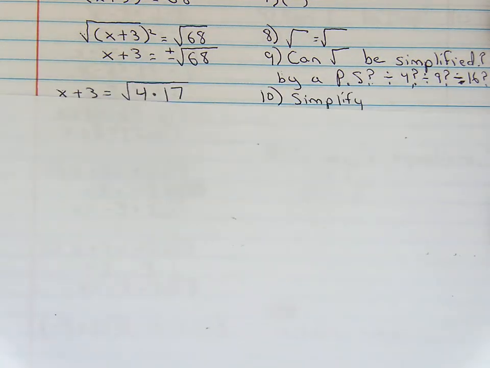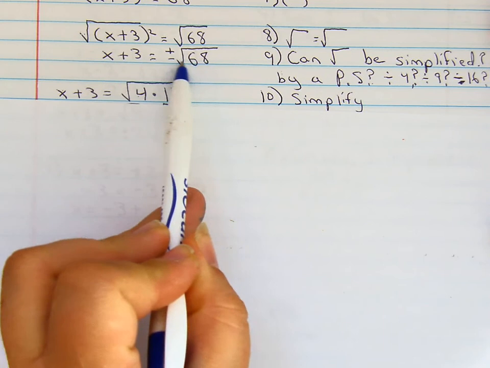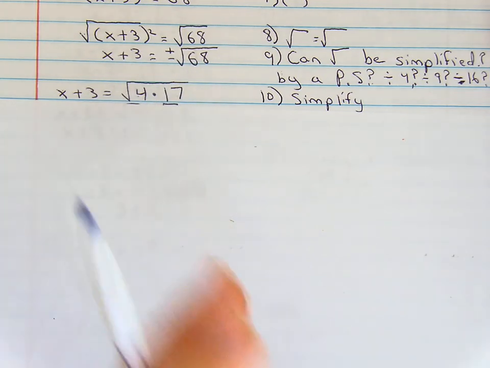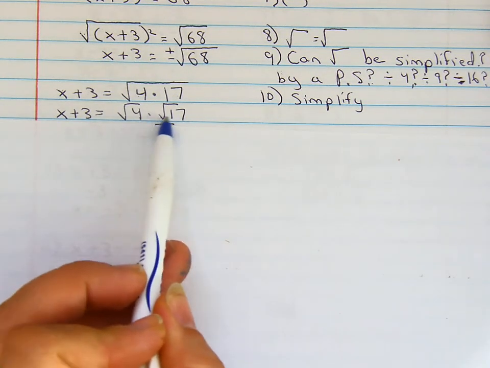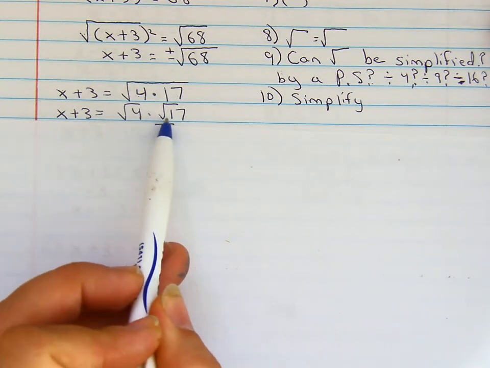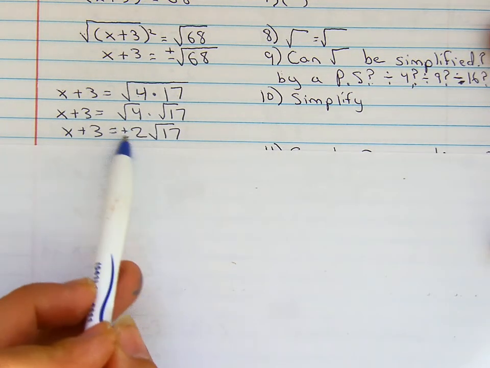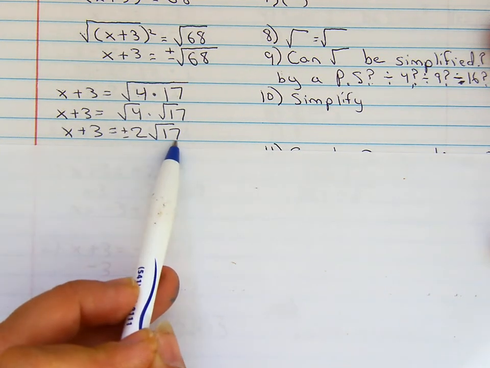And the answer is yes. This can be simplified by 4. 4 times 17 gives you this value here, and it has to go in as a whole number. That's what we're looking for. So now I can simplify by rewriting that as the multiplication of 2 radicals, and then I can take the square root of 4, which gives me, again, my plus or minus, and now I have 2 square root 17 over here.